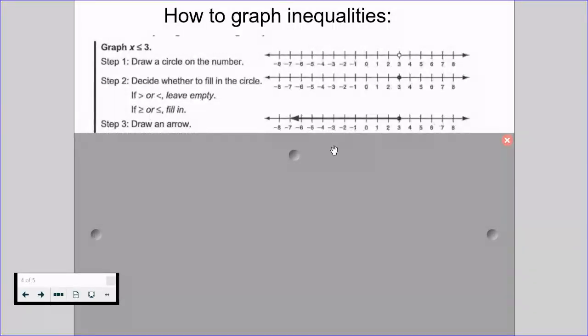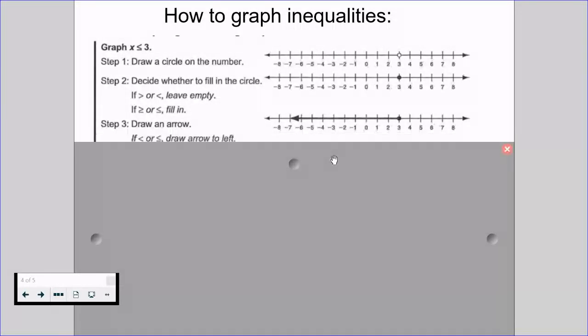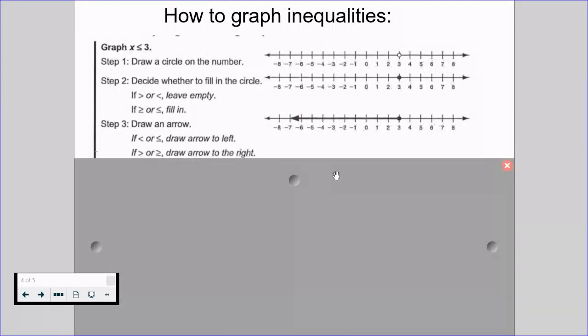After that, we're going to draw an arrow in the direction of our solutions. In this case, it's a less than or equal to, so we draw an arrow to the left. If it was greater or greater than or equal to, we draw an arrow to the right.